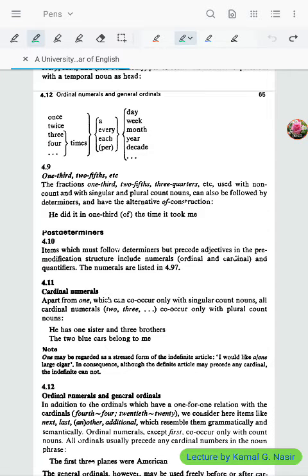Hi everybody, this is a new lecture in grammar. Today we have post determiners.